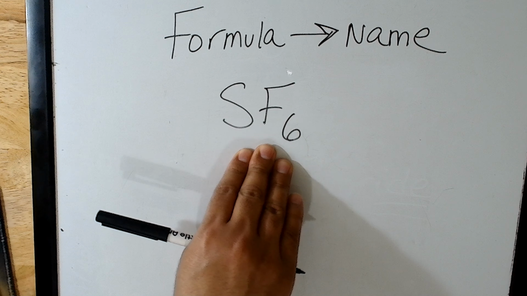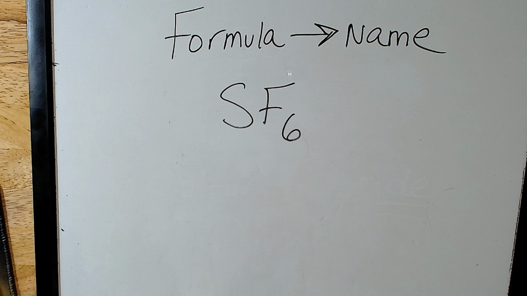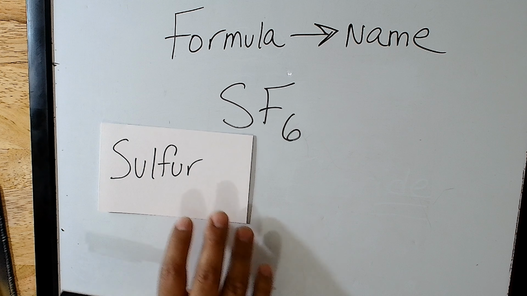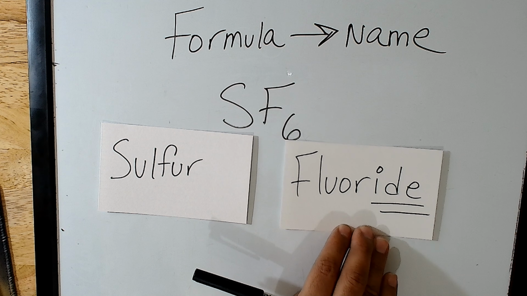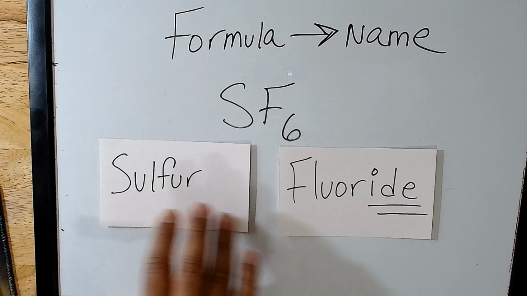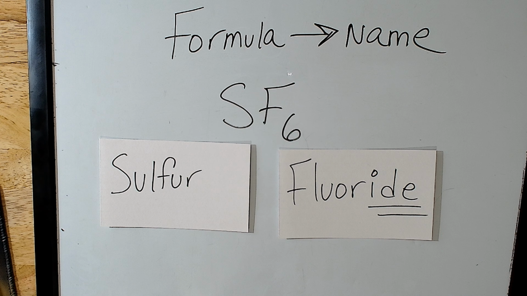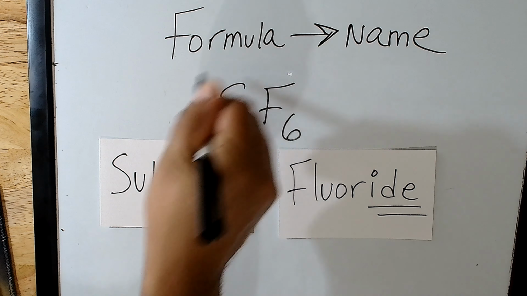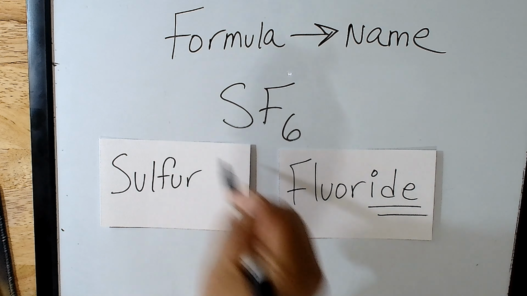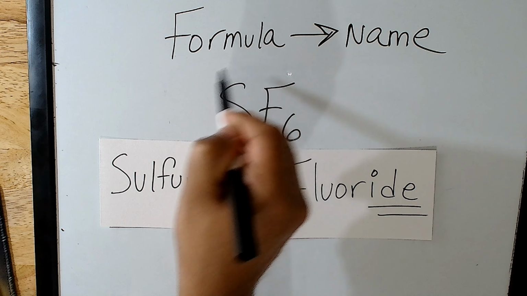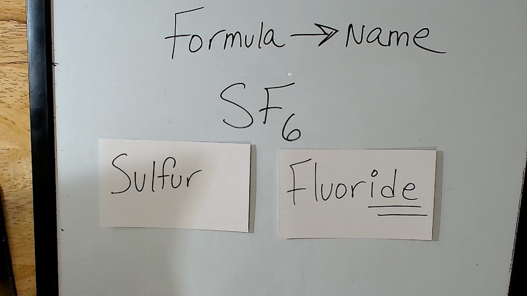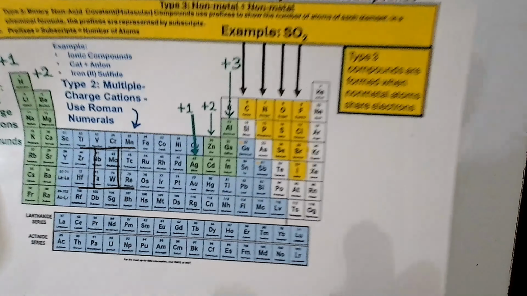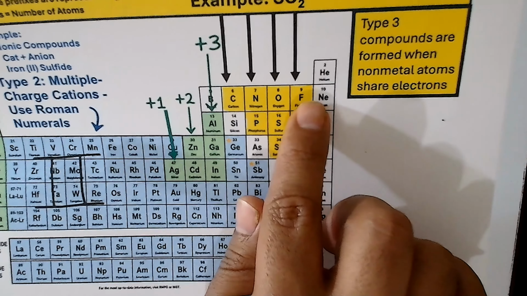Okay, so now we have this chemical formula. Remember that the first step is to name the first element, which is sulfur. The second step is to name the second element, but change the ending into IDE. So that's going to read fluoride. Then we need to determine whether this is a type 1, a type 2, or a type 3. I know this is a type 3. Why? Because I'm seeing two nonmetals and because I can find sulfur and fluorine on the right side of the periodic table.